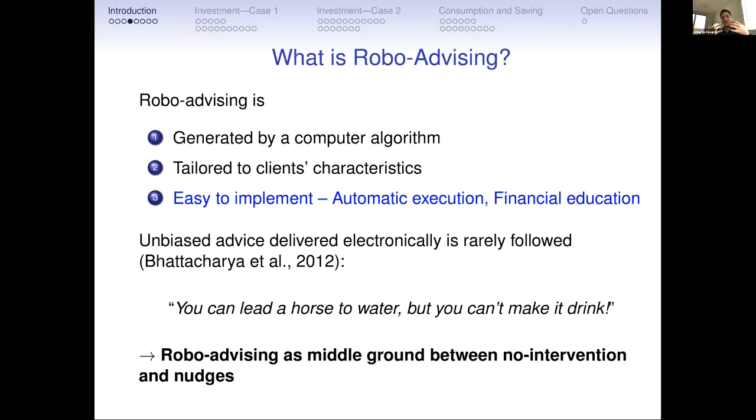Now, the way I really think about robo-advising is a middle ground between no intervention and nudges. Richard Thaler and co-authors have been very popular for their idea of nudges and default options. What if we think about robo-advising as the next step, a step where we're going to be able to provide advice to individuals automatically that is tailored to their individual characteristics?